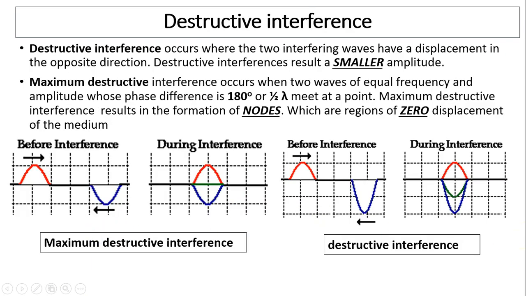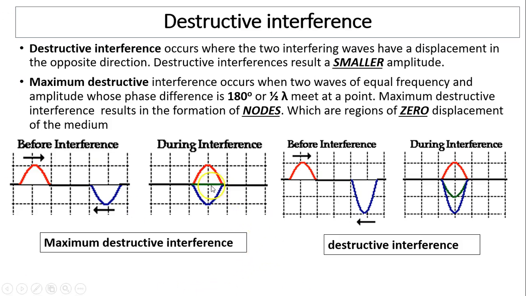On the other hand, destructive interference occurs when the two interfering waves have a displacement in the opposite direction. So destructive interference results in a smaller amplitude. The maximum destructive interference occurs when the two waves of equal frequency and amplitude have phases that differ by 180 degrees, or half a lambda. That means they are exactly opposite. So maximum destructive interference results in the formation of nodes. Nodes means the place of zero displacement.